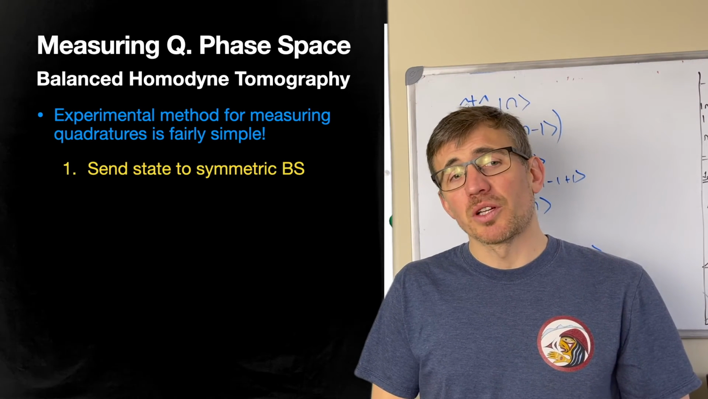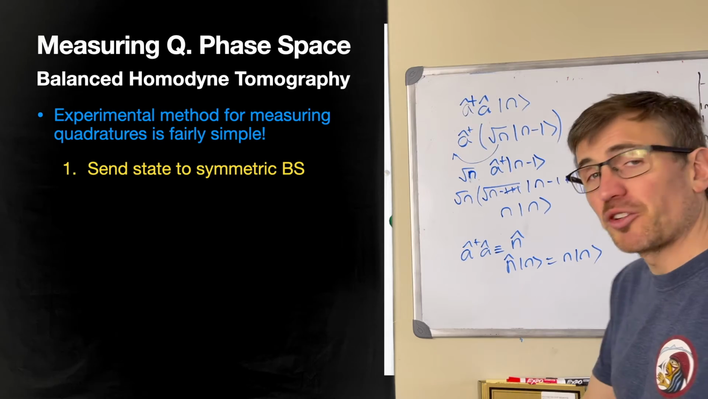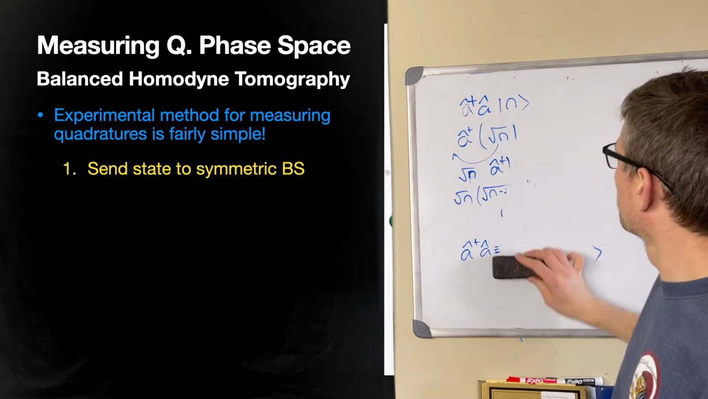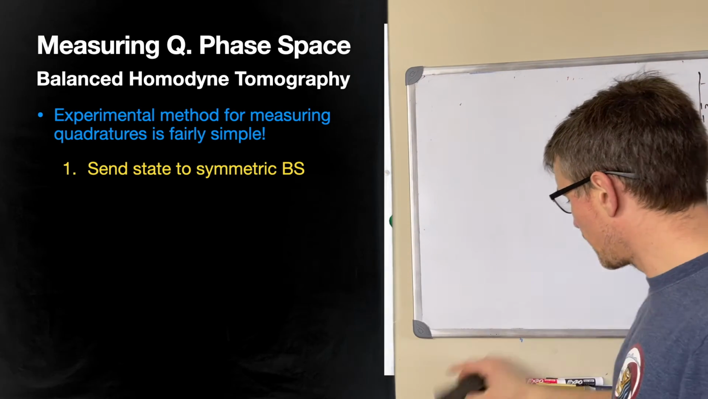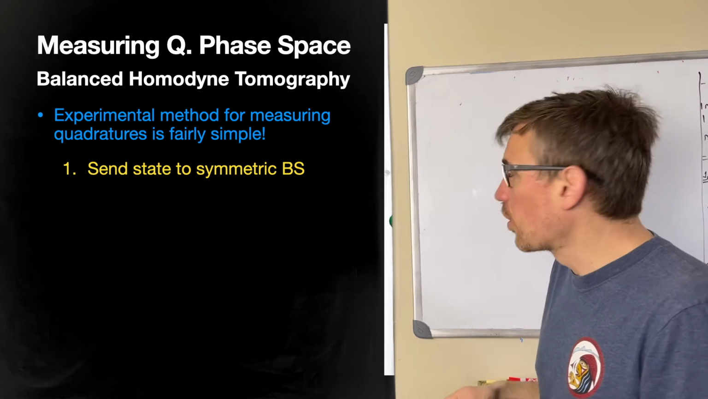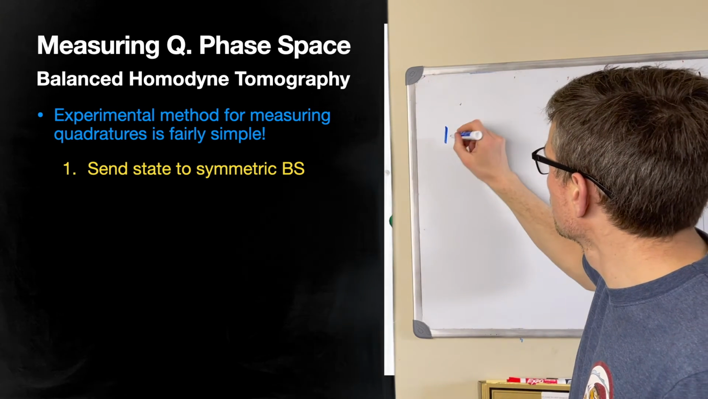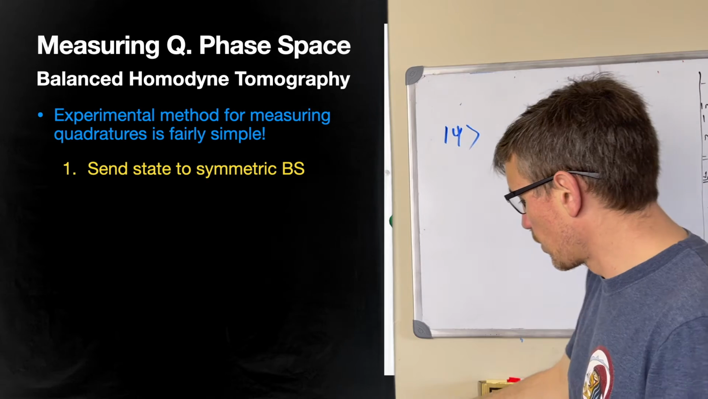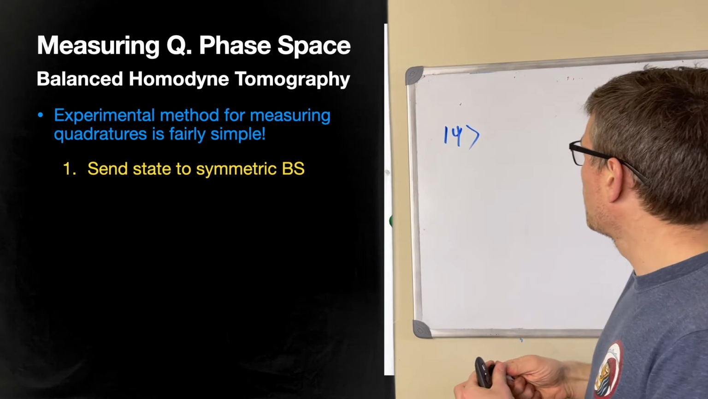What we're going to do is we're going to start with the symmetric beam splitter, 50-50 beam splitter. We know how to use this. So we're going to take the state. Here's our quantum state. And we're going to fire it into a 50-50 beam splitter.